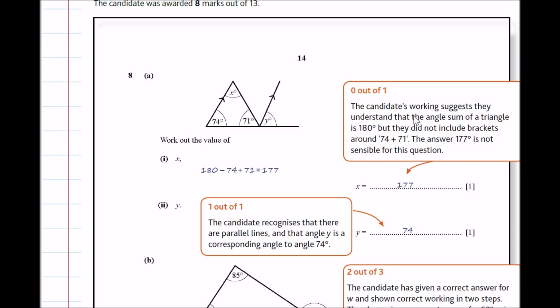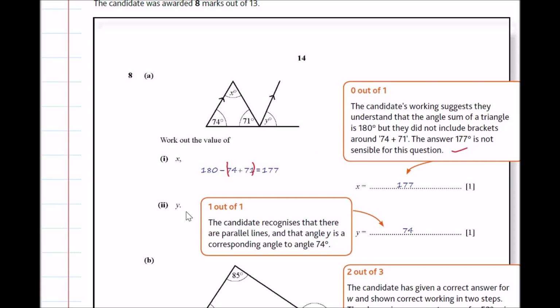The candidate's working suggests they understand that the angle sum of a triangle is 180 degrees, but they did not include brackets around 74 plus 71. So the answer 177 degrees is not sensible for this question. To get the correct answer, you should have put brackets here. Okay. So this answer is wrong. 177 is not a correct answer. So he got 0 marks out of 1. Okay.